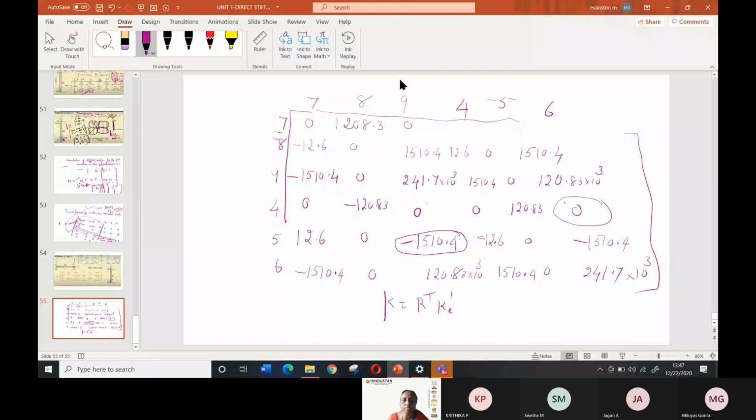Now we have to pre-multiply by R transpose. So how will you multiply by R transpose? Mikas, can you copy just this work alone? I'll give you 2 minutes. Just copy down this. This is for the second one. Put the title as second member stiffness matrix.